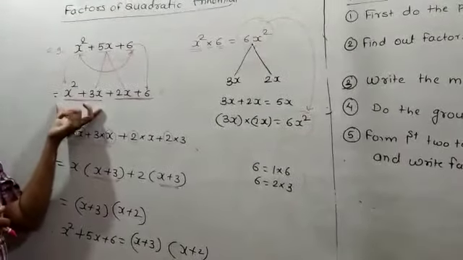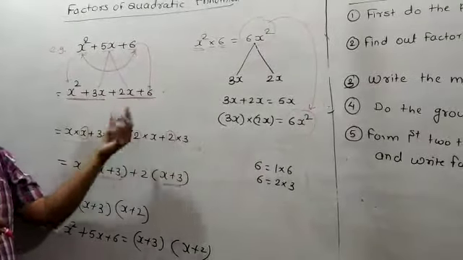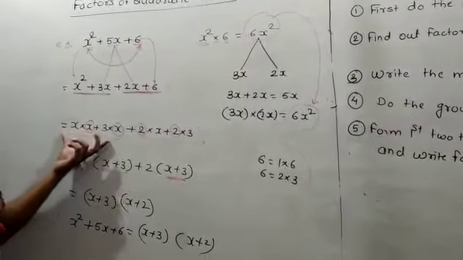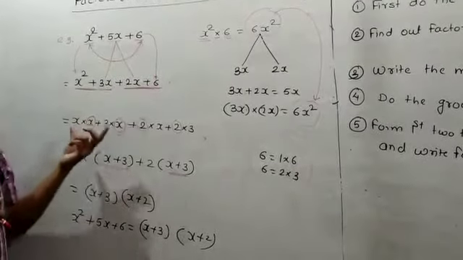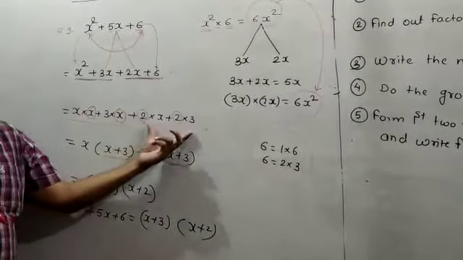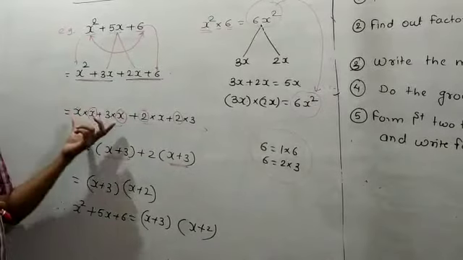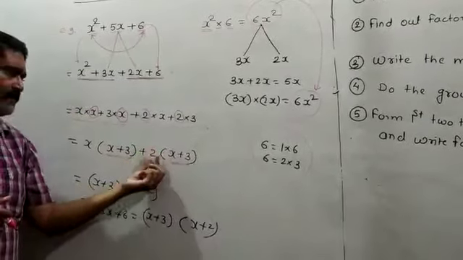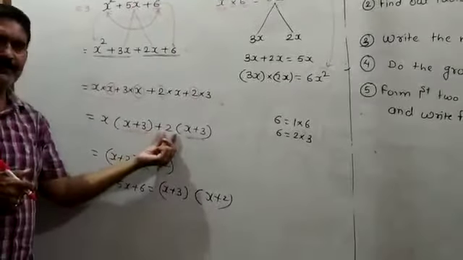The next rule is that you have to make the group of the first two terms and group of the last two terms. After that, in between the first two terms and the last two terms, you have to write first two terms in product form, last two terms in product form. You have to take out common in between the first two terms and the last two terms. Here x will come common, here 2 will come common.